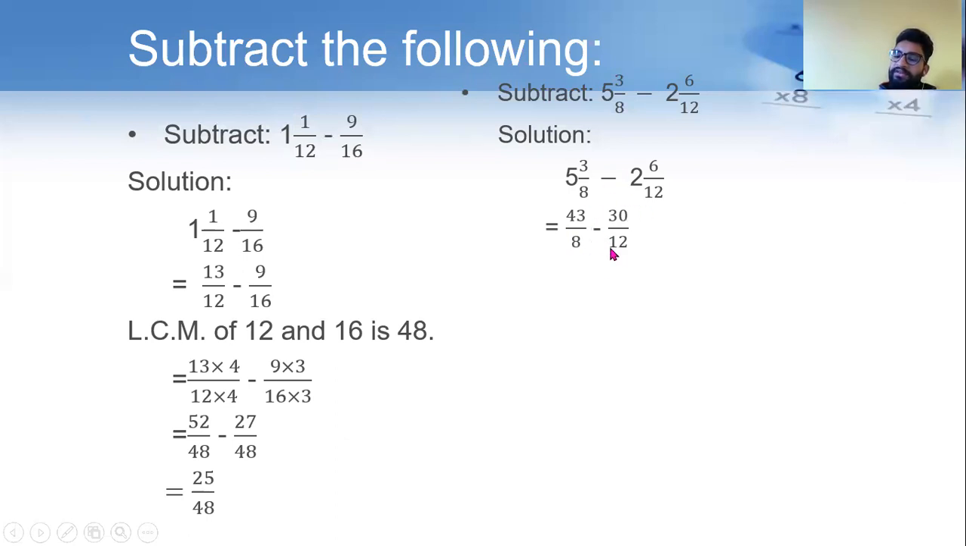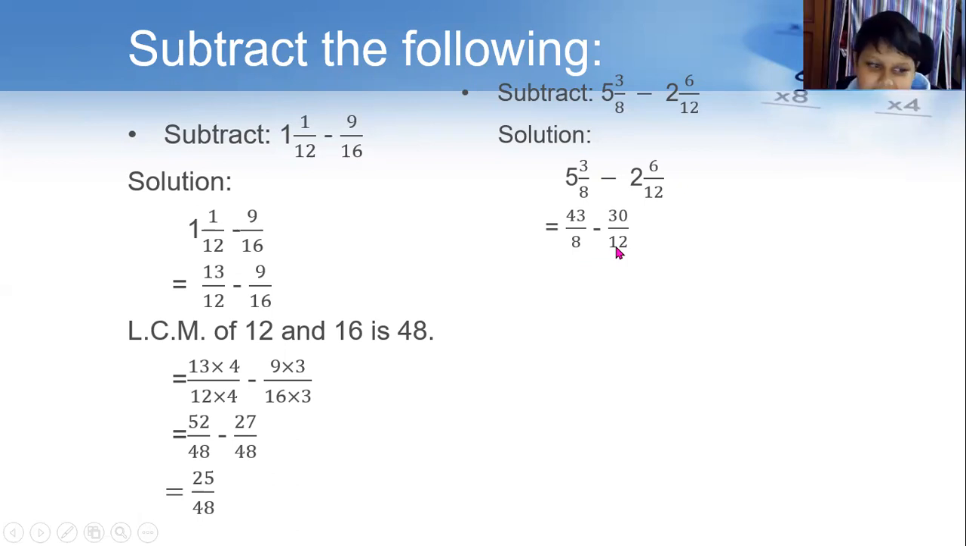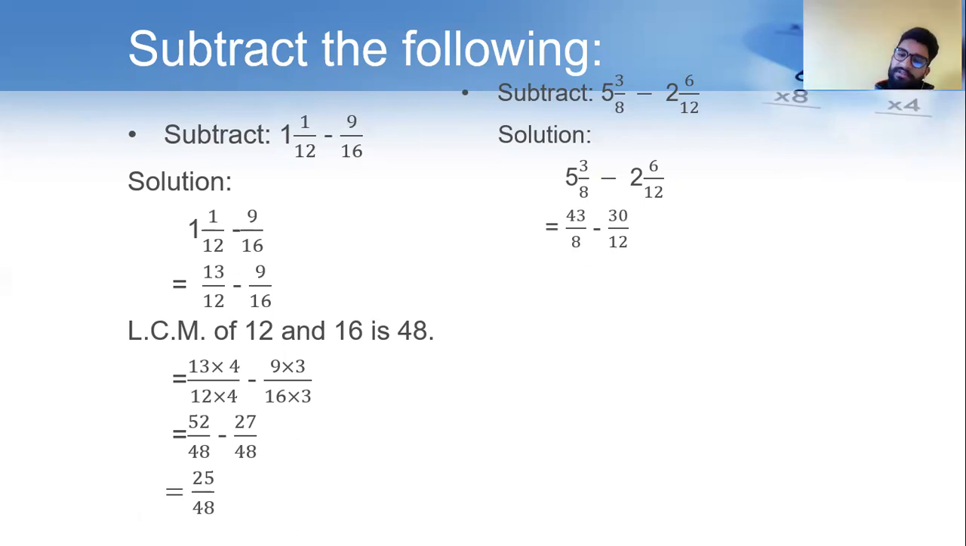Find the LCM of 8 and 12. So what is the LCM of 8 and 12? 24. That's also good. You can go through the table also. In the table of 8 there is 24, and in the table of 12 there is 24. So LCM is 24, right? 24 is the least common multiple of 8 and 12. Now make both denominators 24.